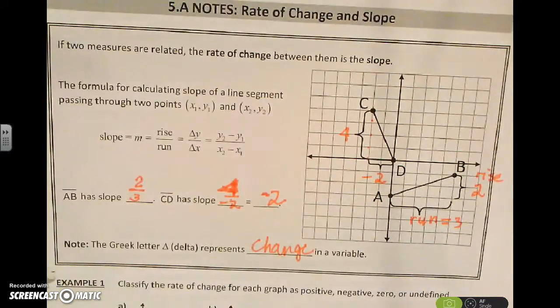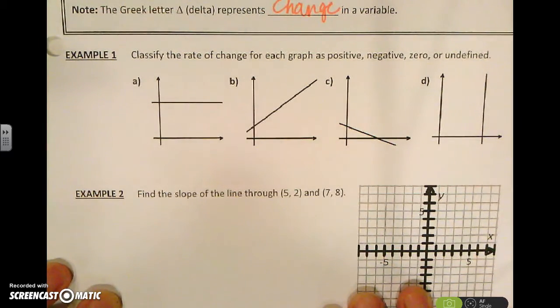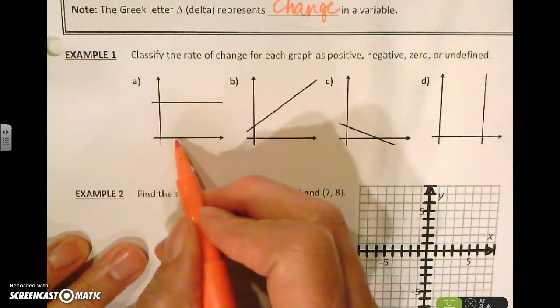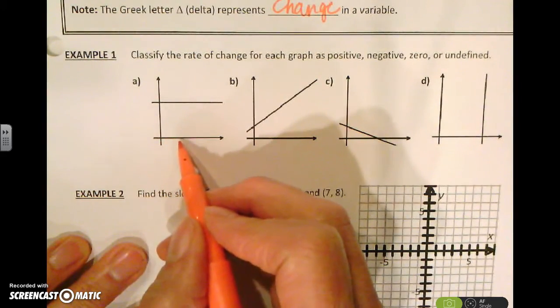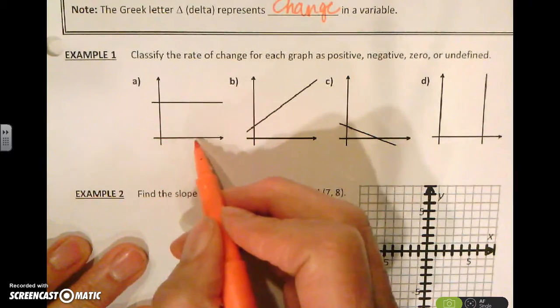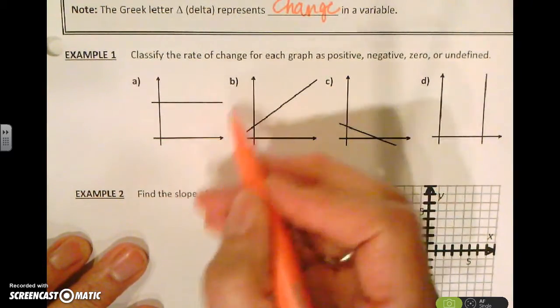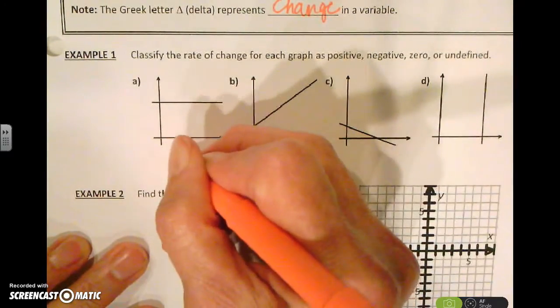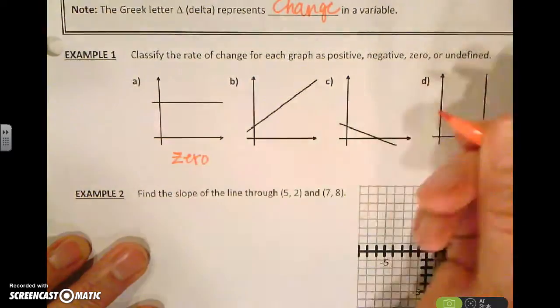in a variable. In example 1, we want to classify the rate of change for each graph as either positive, negative, 0, or undefined. So it's helpful to be able just to look and think about what the slope might be without any numbers involved. So for A, you can see as our run changes, so as I move over for x, the rise remains the same, so it's unchanged. So there is no change in our y value. So our slope is going to be 0 because there's no change.